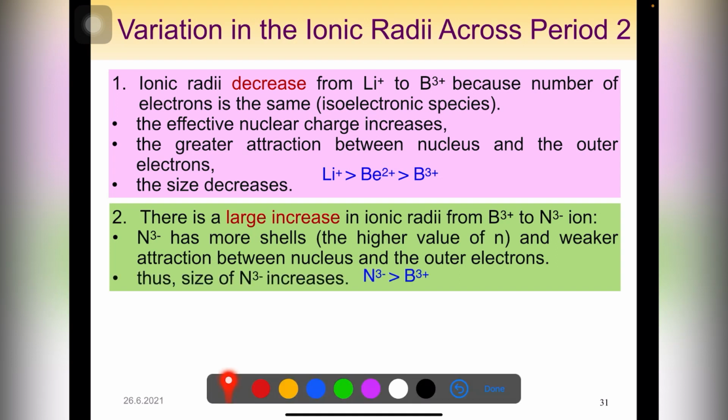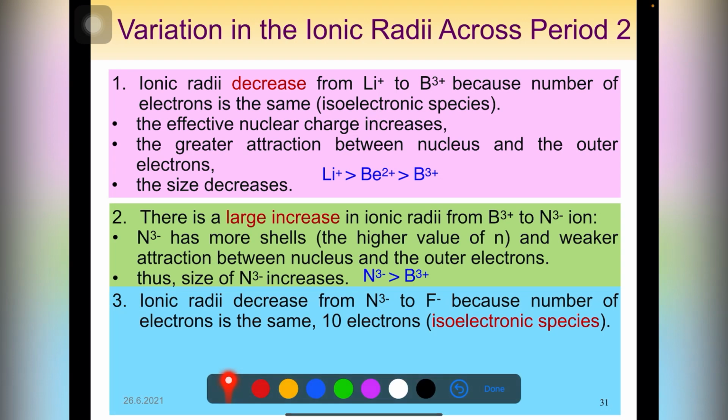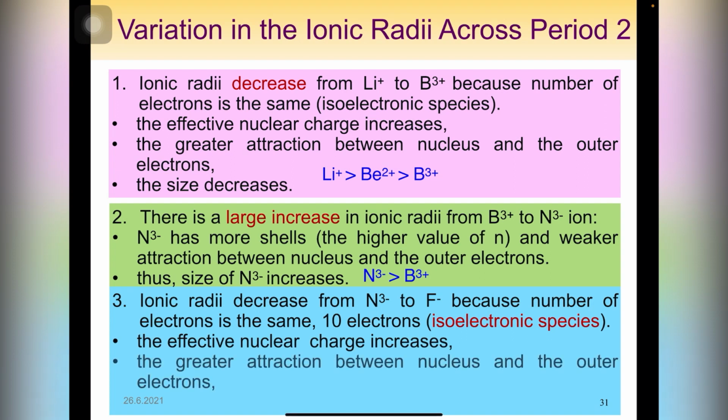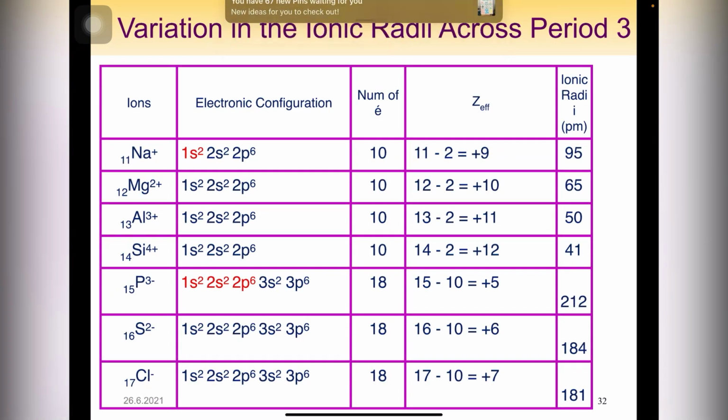That's why it has a weaker attraction between the nucleus and outer electrons, so N3- is larger. Next, ionic radii decrease from N3- to F- because the number of electrons is the same; this is also isoelectronic species. From N3- to F-, the proton number increases, so the effective nuclear charge increases and there is greater attraction between the nucleus and outer electrons. That's why the size decreases from N3- to F-.